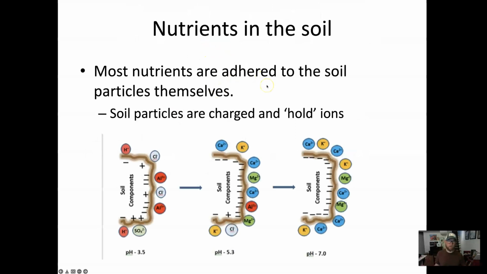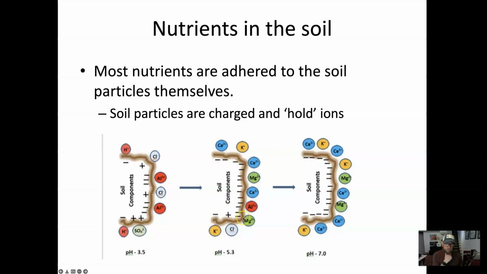Okay, let's talk about nutrients in the soil briefly before we talk about them getting into the root. Most of the nutrients that we're going to be focused on are going to be adhered to the soil particles themselves. Many of the nutrients that we're going to look at have positive charges, so they're cations. Some of the common ones are shown here: calcium, potassium, magnesium. Ammonium is another one that's not shown here that has a positive charge.